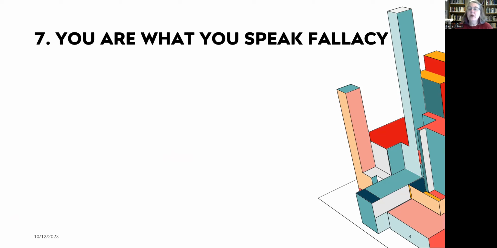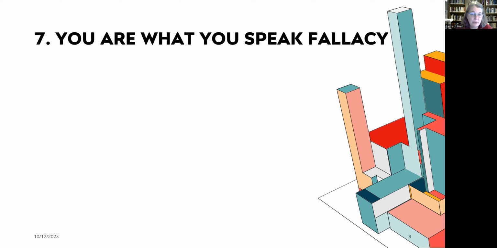Then you have the "you are what you speak" fallacy. This is the idea that language constrains thinking. Now, this was a popular idea among linguists about 100 years ago, and it was believed that whatever your mother tongue was, that language that you speak the best organizes your thinking and prevents you from thinking some things and constrains you to think other things.